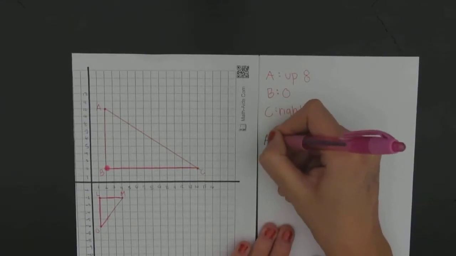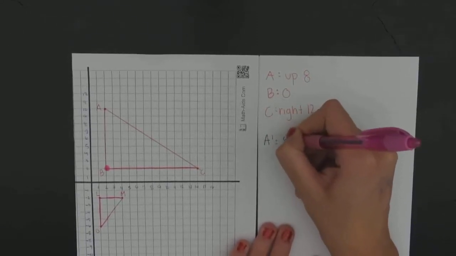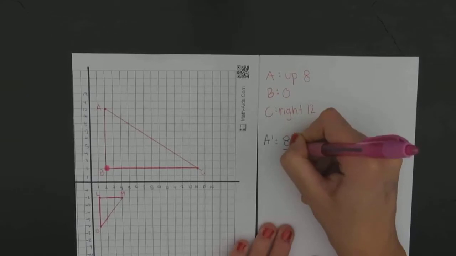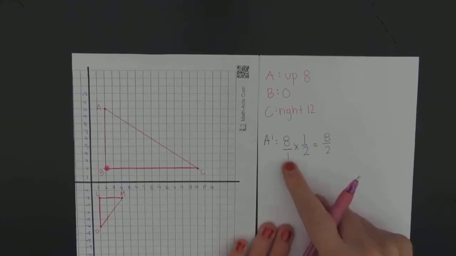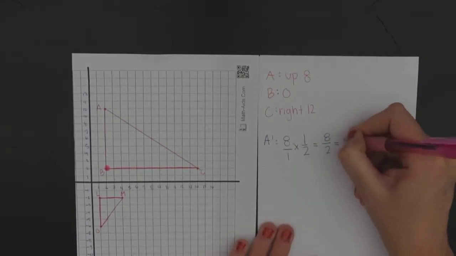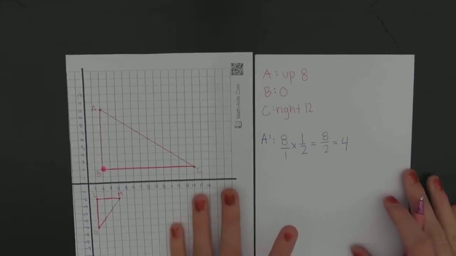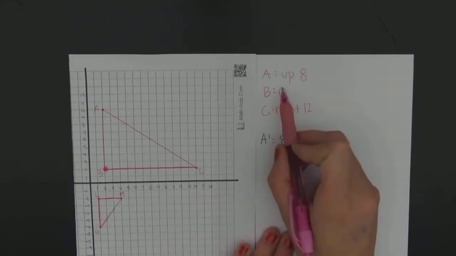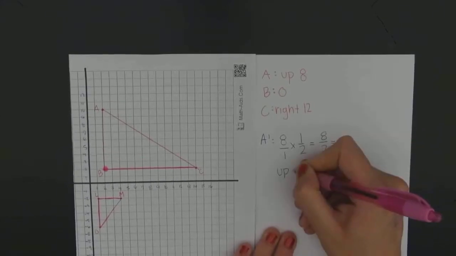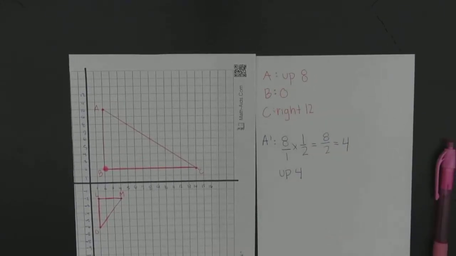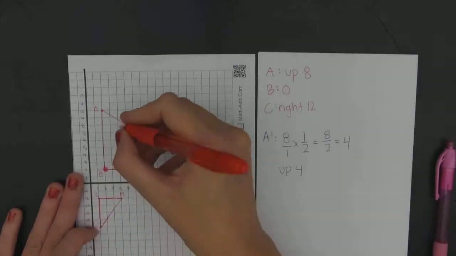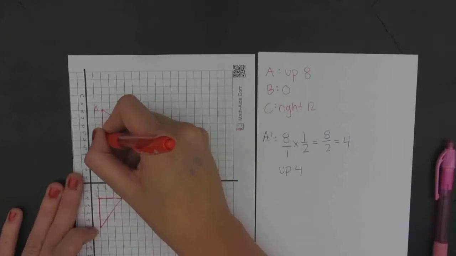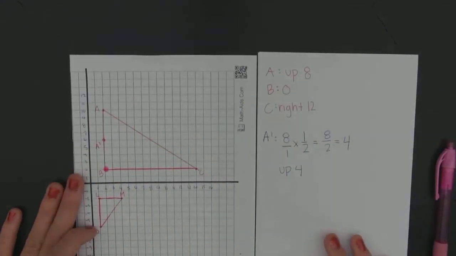So I'm going to do A prime. I take 8 and I multiply it by 1/2. You might remember that you can just write that, 8 over 2. You just multiply straight across. 8 times 1 is 8. 1 times 2 is 2. 8 divided by 2 is 4. So my new A prime, I keep the direction. So I'm going to go up 4 from my center of dilation. So from my center right here, I'm going to go up 4. 1, 2, 3, 4. Right there. And that is my new A prime.